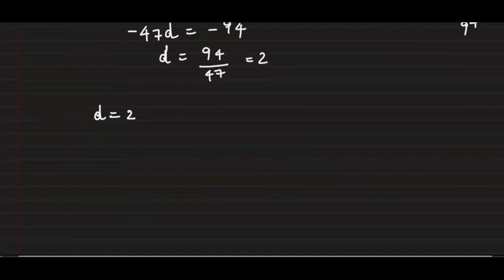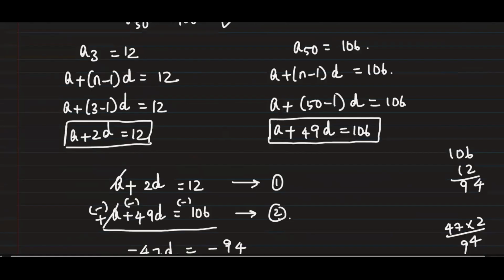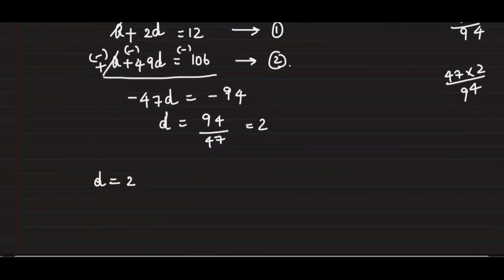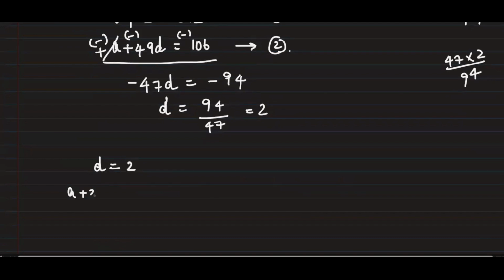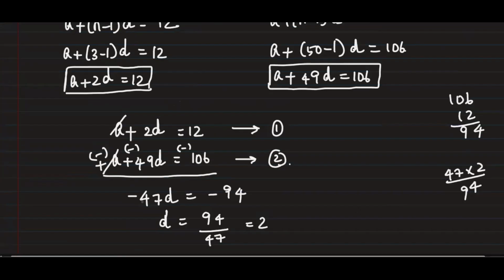So substitute the value of D in equation 1. You can substitute in any of the two equations. I am choosing the first equation. A plus 2D is equal to 12. So substituting the D value to get the value for A, A plus 4 is equal to 12. So A is equal to, taking 4 to the other side, the value of A will be 8. Okay, so A value is 8, D value is 2.